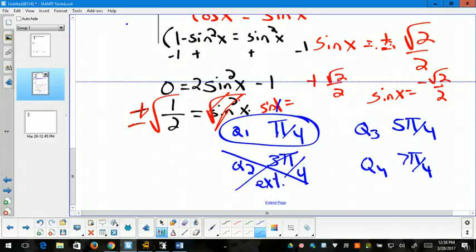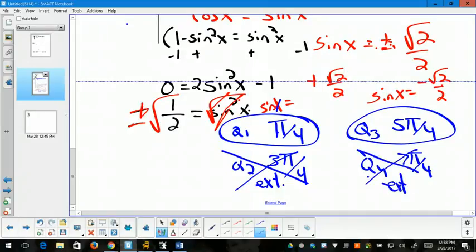And then in quadrant 3, both sine and cosine are negative. So quadrant 3 works. Quadrant 4, sine is negative, but cosine is positive. So that is also an extraneous solution. So because we squared both sides, we had to plug them back in and check.